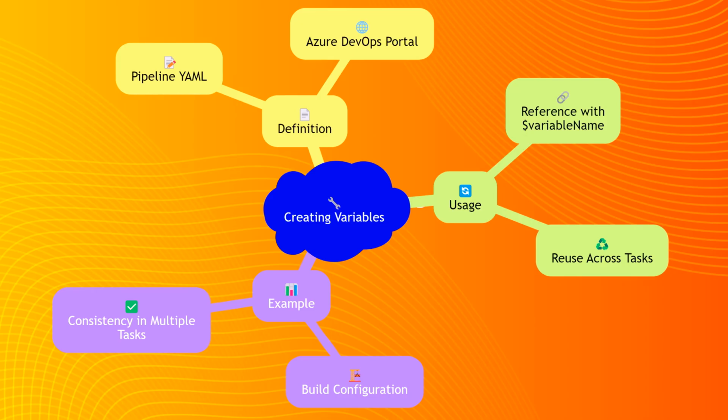To create a variable, you can define it directly in your pipeline YAML file or through the Azure DevOps portal. Once defined, variables can be referenced using the variable name syntax. This allows you to easily reuse values across different tasks and stages. For example, you might define a variable for the build configuration and use it in multiple tasks to ensure consistency.